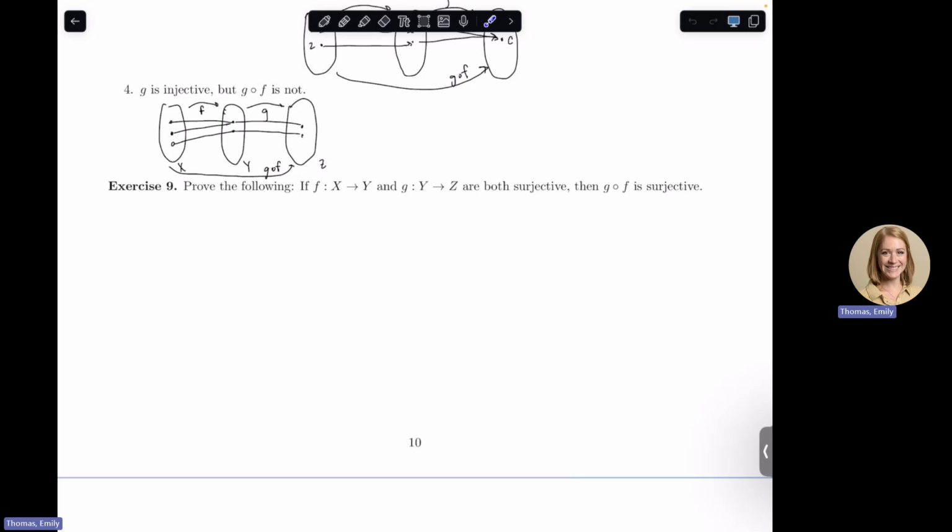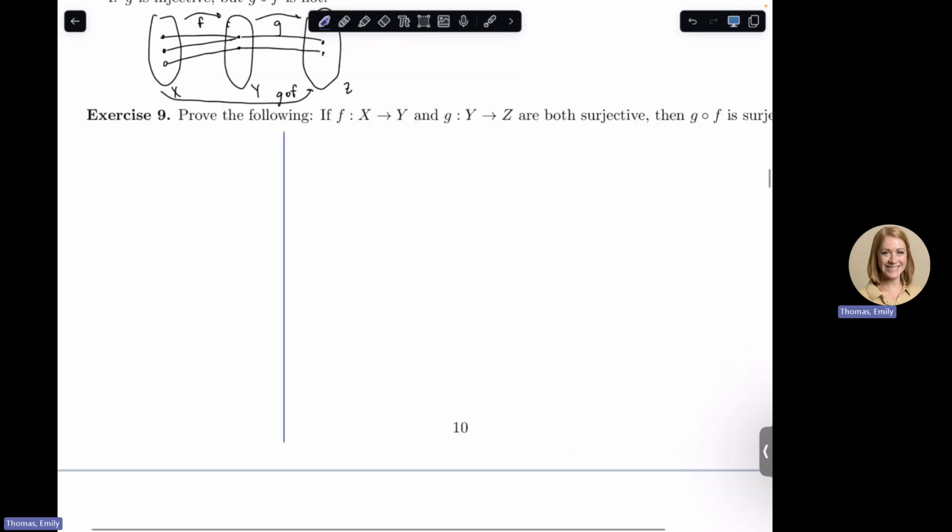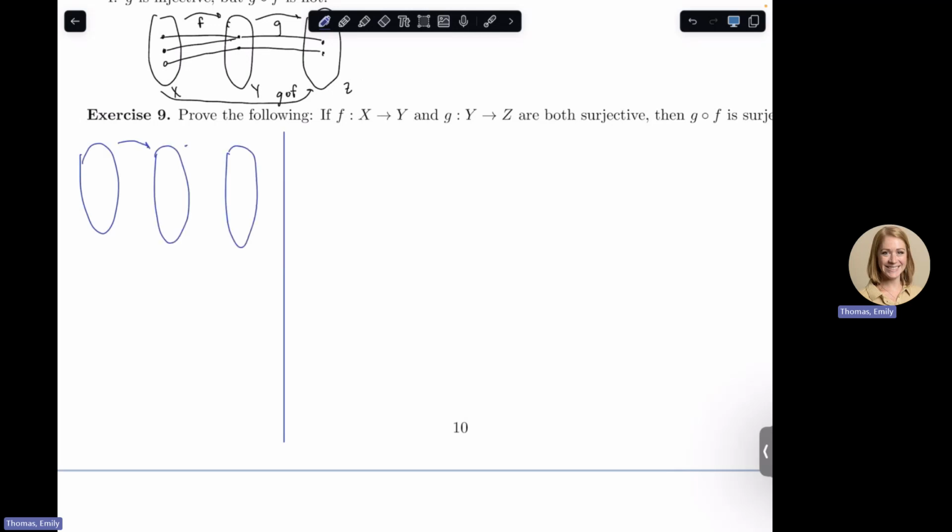So if we have f from X to Y and g from Y to Z, and they're both surjective, or onto, then g of f is surjective. My total gut instinct is to just jump in and write a proof because I have no idea how to do scratch work for this, but I know that's the wrong choice. So I'm going to try to do scratch work. Here are my bubble diagrams. They got progressively weirder, but that's all right.